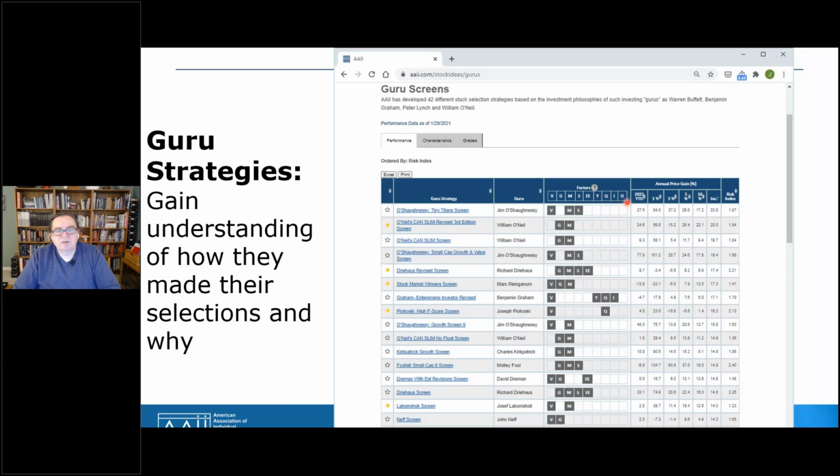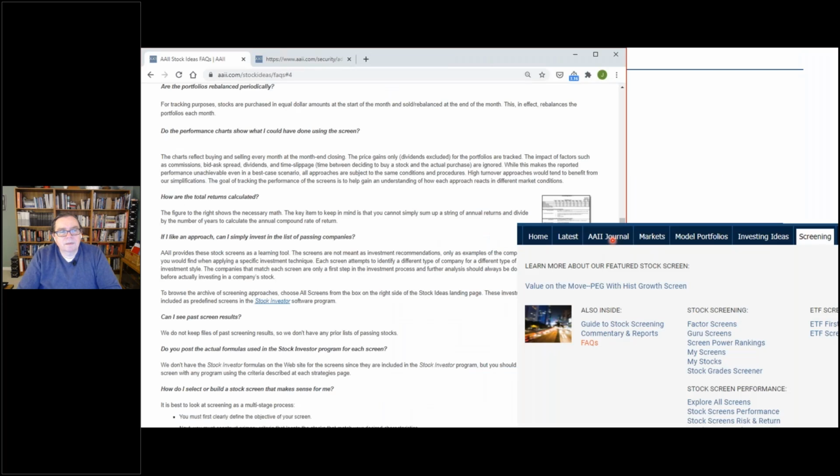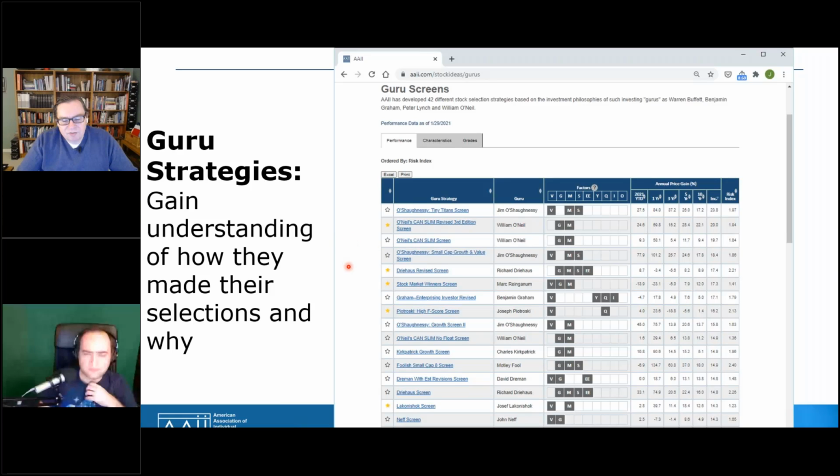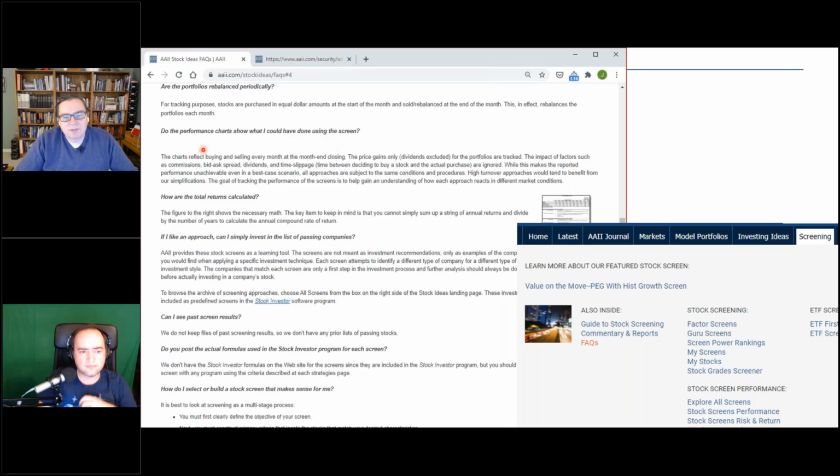And when we look at the characteristics, it'll show you how many companies pass on average, so it'll be helpful in that regard. Now, if you have questions about how we track the performance, if you click on the FAQs section under screening, you'll come up with an FAQ, and in here they'll have further information on how we create these portfolios, how often they're rebalanced, and how these performance results are created. So it gives you a little bit of background information in case you want to research that on your own.